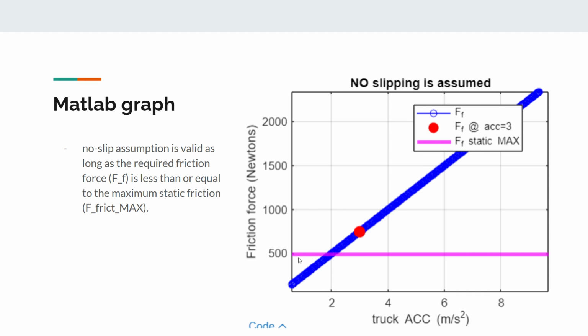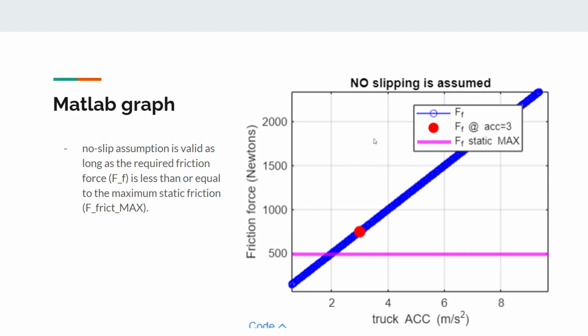The max friction force right now is this blue line over here, and the current friction force here is pretty much the acceleration kind of. And as you can see, when the required friction is higher than the max friction force, the assumption of no slipping is invalid.